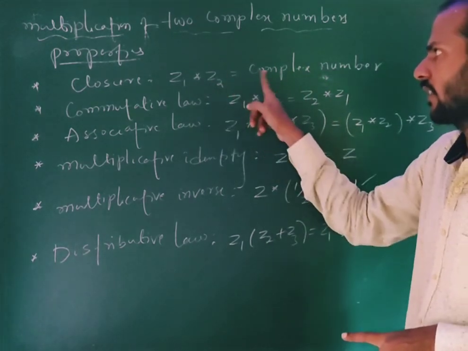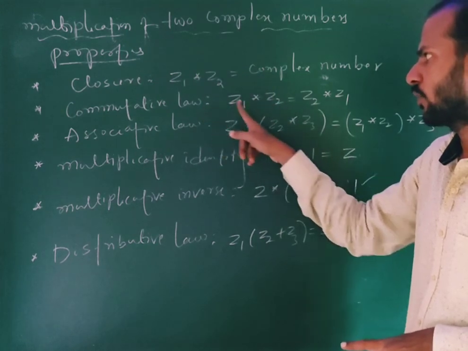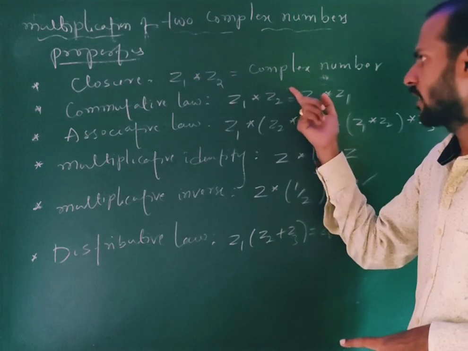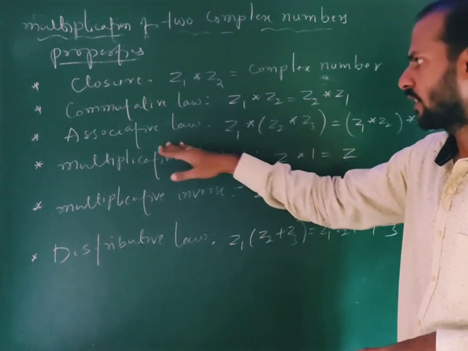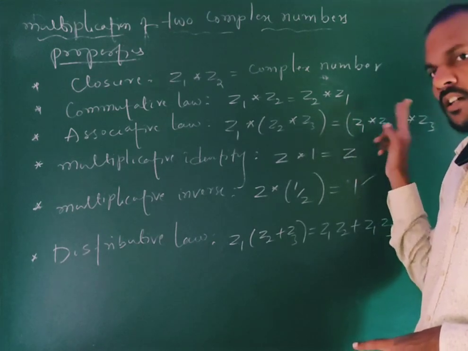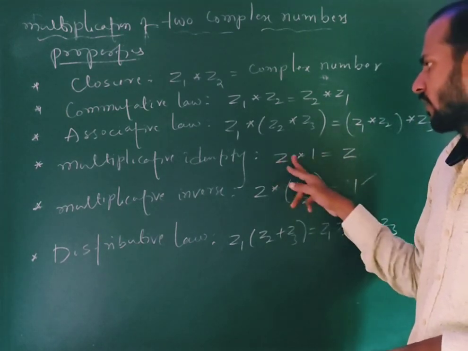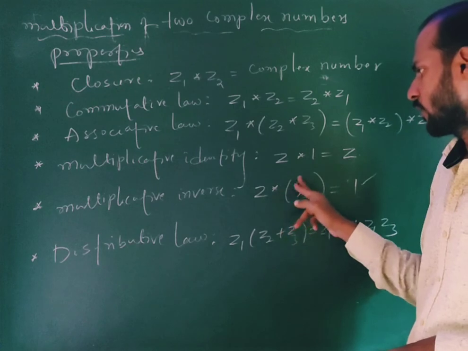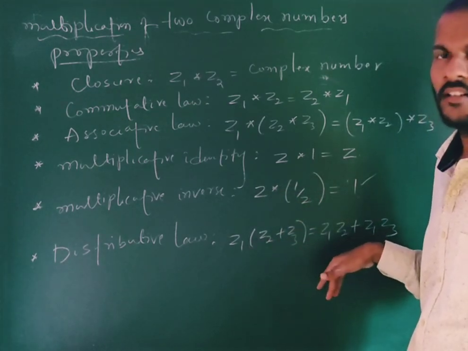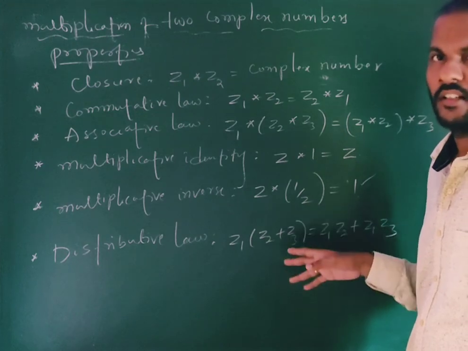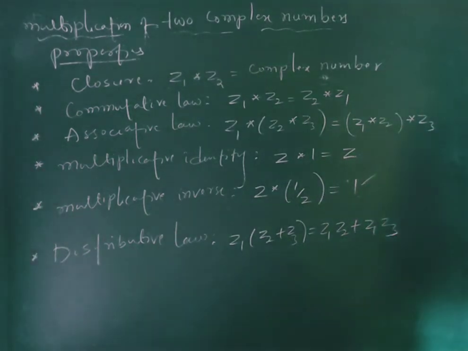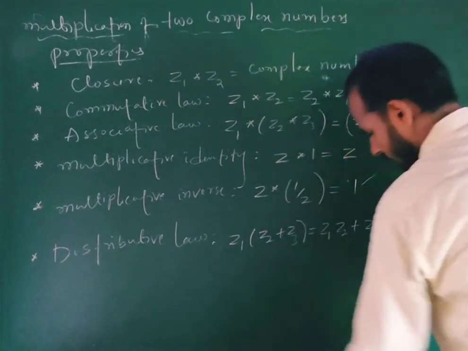Z1 into Z2 is again a complex number. In commutative, Z1 into Z2, if you interchange to Z2 into Z1, then also it is equal. Associative, (Z1 into Z2) into Z3 equals Z1 into (Z2 into Z3). Next, Z into 1 is Z. Z into 1 by Z is 1. Z1 into (Z2 plus Z3) equals Z1 Z2 plus Z1 into Z3. These are nothing but the properties of multiplication of complex numbers.